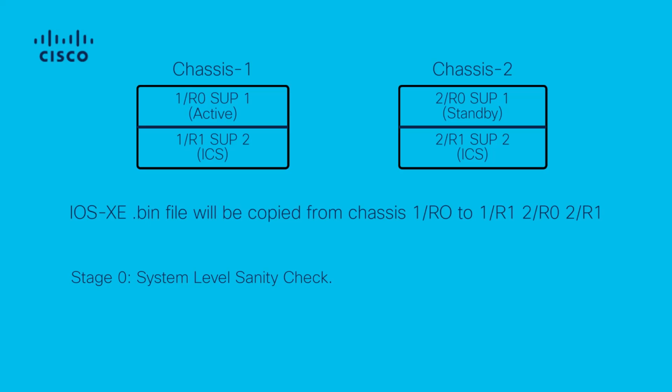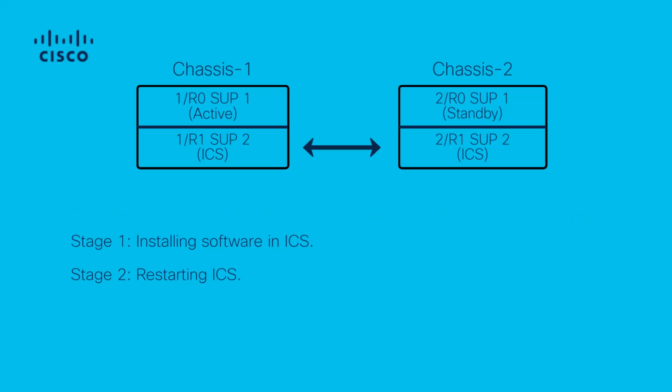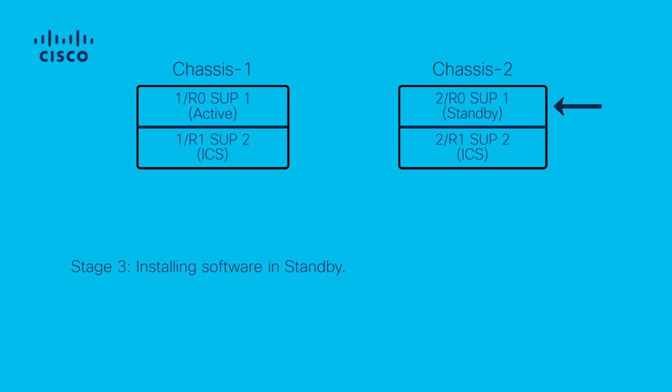Stage 0, system level sanity checks. It would basically do the pre-checks we performed at the start of the video. In stage 1, software would be installed on both the in-chassis standby supervisors. Stage 2, both the in-chassis standby supervisors will be restarted. Stage 3, software would be installed in the standby supervisor.